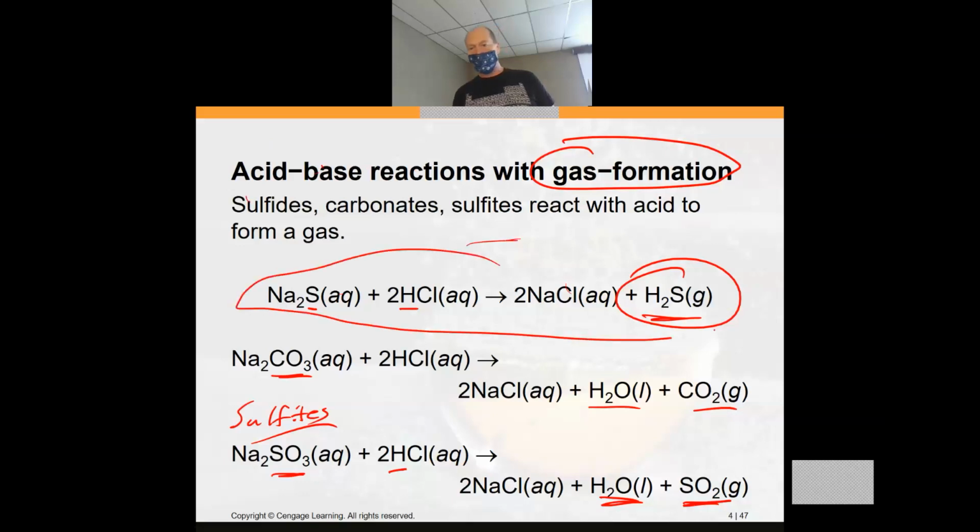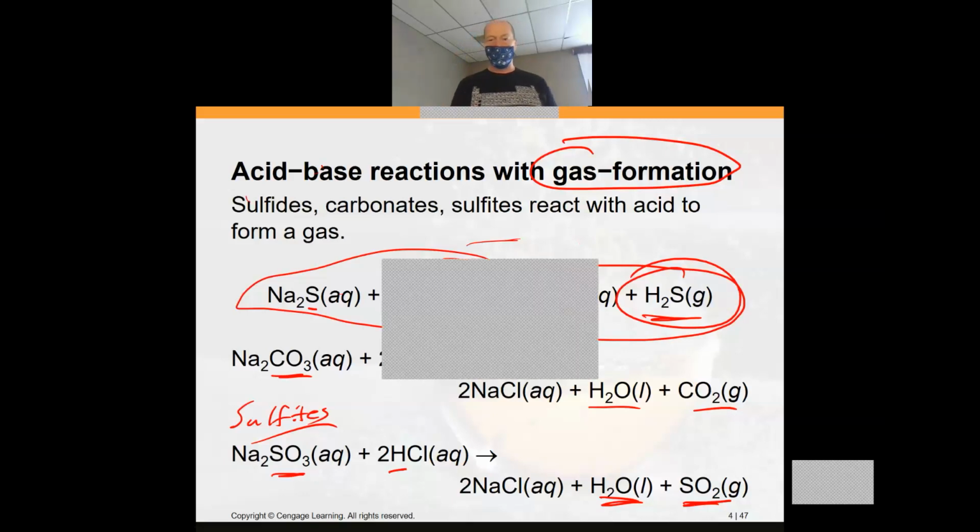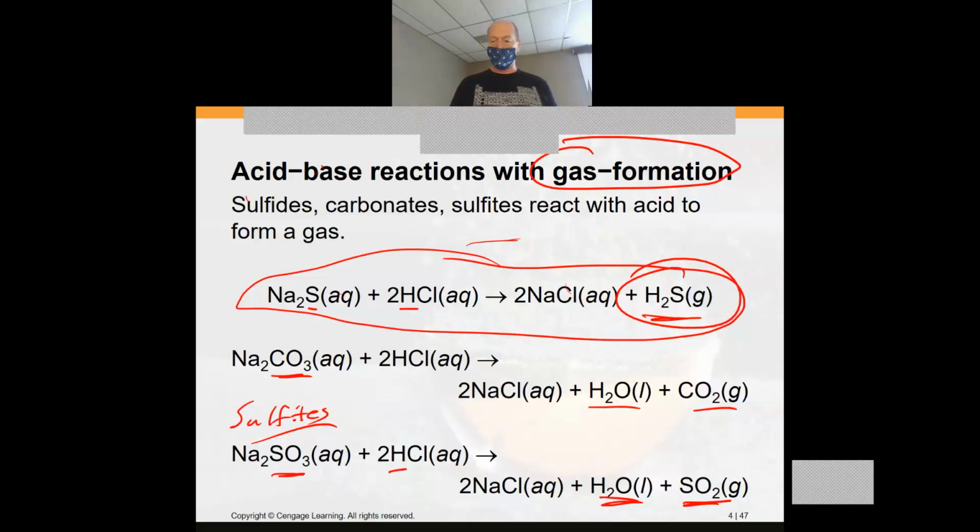because, well, I guess the credit that you're going to miss out on is what kind of reaction is it. If you don't get gas, you're not going to get formation of a gas. All right, so it's going to be, is it a precipitate, is it neutralization, or is it formation of a gas? So if you don't recognize that that's going to give a gas, then you won't get those points.